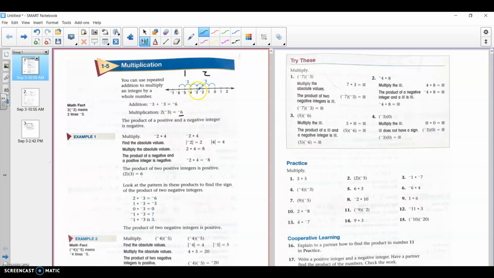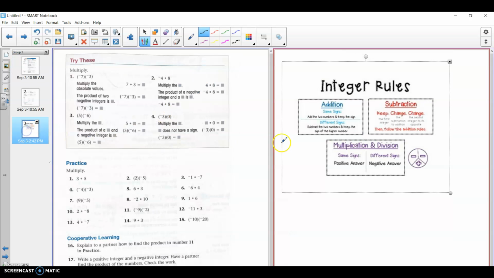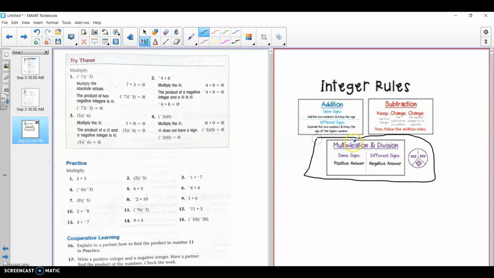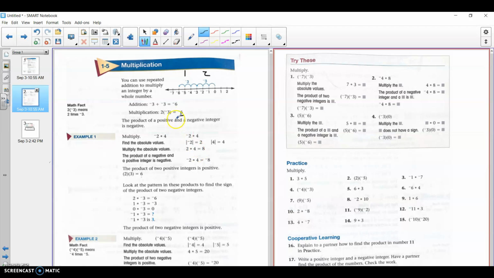Notice up here they had the -3, and when you're adding a -3, you continue to go left. Over here, notice that the 2 is a positive, and according to our integer rules, we are going to be working with this box, which says multiplication and division. If it's the same sign, you're going to get a positive answer. If it's different signs, you're going to get a negative answer. If we go back to this, it's different signs, which means you get a negative answer, and that's what we did. So the product of a positive and a negative integer is negative.